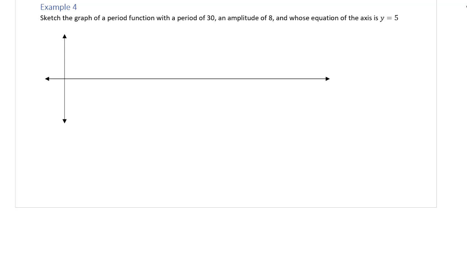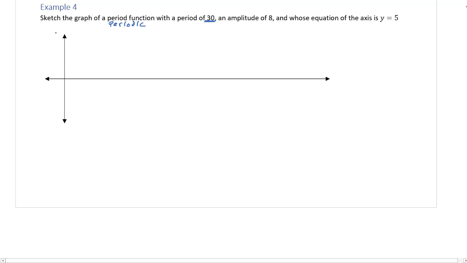So let's start with this. Now, what you draw is kind of up to you. We can repeat whatever we want, but let's focus on the numbers here first. All right, sketch a graph of a periodic function with a period of 30. So that means every 30 whatever, right?